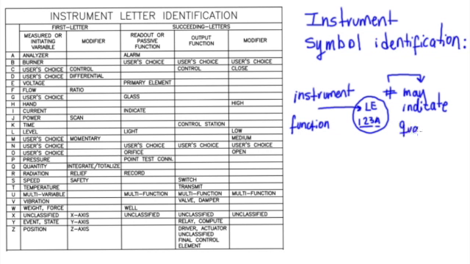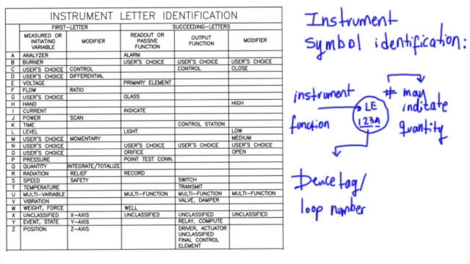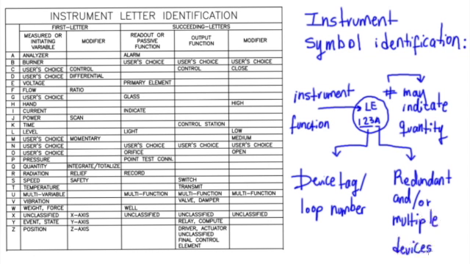Then we have numbers on the bottom. This means the device tag or the loop number for the instrument. And finally we have another letter here that is a modifier suffix, and that works for when we have two of the same instruments and we have to identify each of them, so we put A, B, etc.